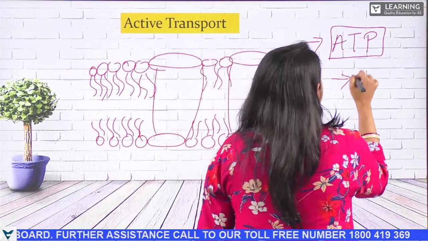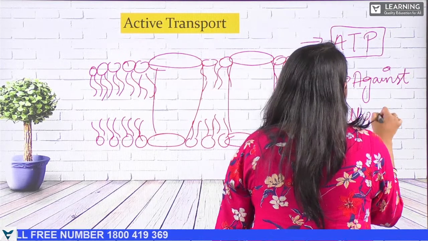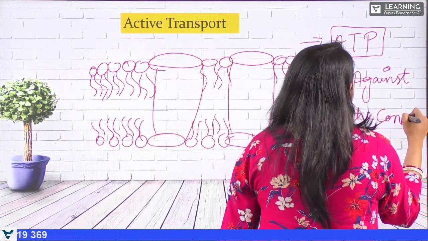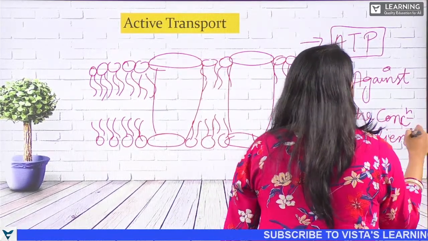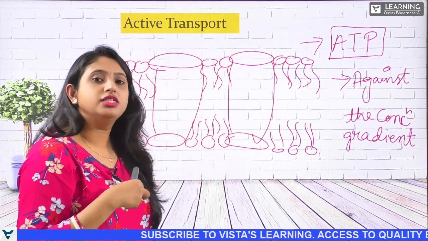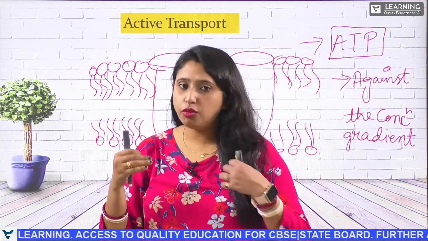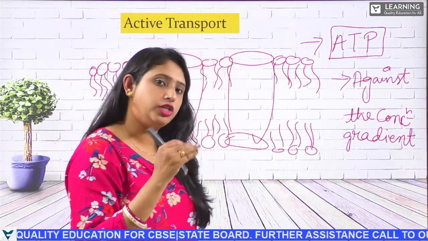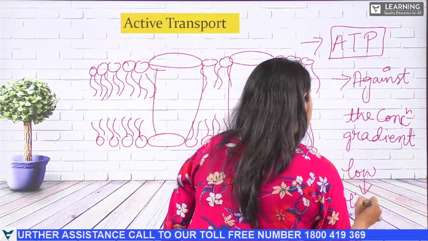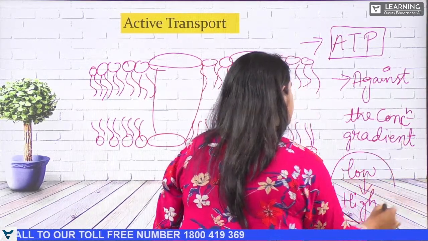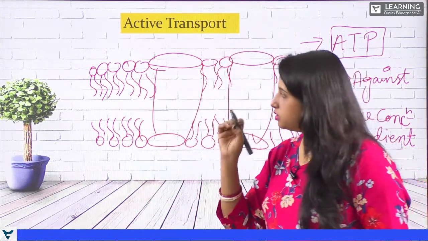And this active transport is against the concentration gradient. Now, what do you mean by this concentration gradient? Against the concentration gradient means it can move the molecules from lower concentration to higher concentration. Is that clear? It can move the molecules from lower concentration to higher concentration.